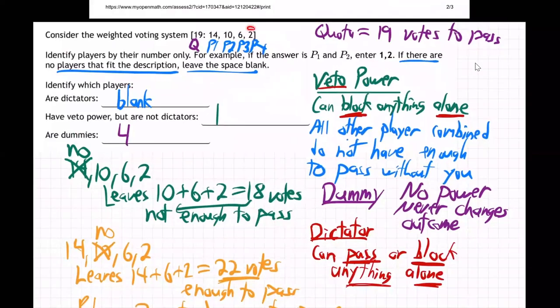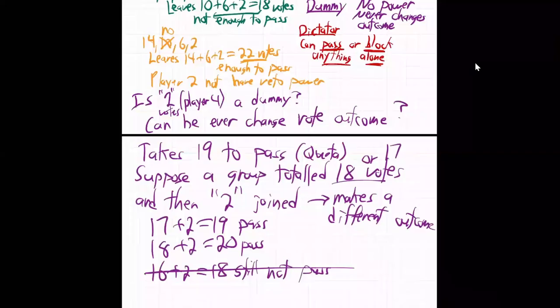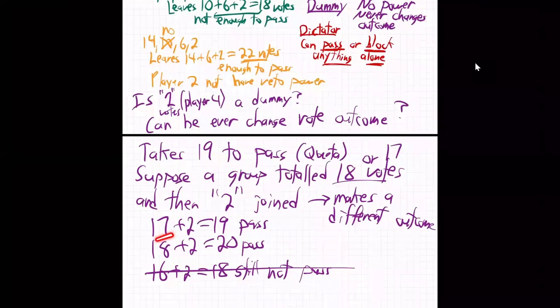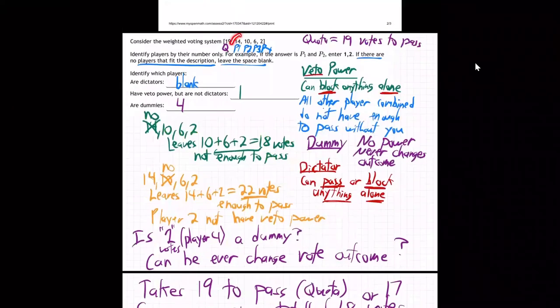So player 4, who is the 2, is a dummy because there's never a situation in which he makes a difference. The only way he would ever make a difference is if you had 17 or 18 votes, which is not 19, not enough, and then 2 joined the team to make it 19 or 20, and then it passed. Then he's making a difference. Then he's exercising real power. But that'll never happen. There's no way to have 17 or 18 because if you look at the numbers, there's no way to add up and get 17 or 18.